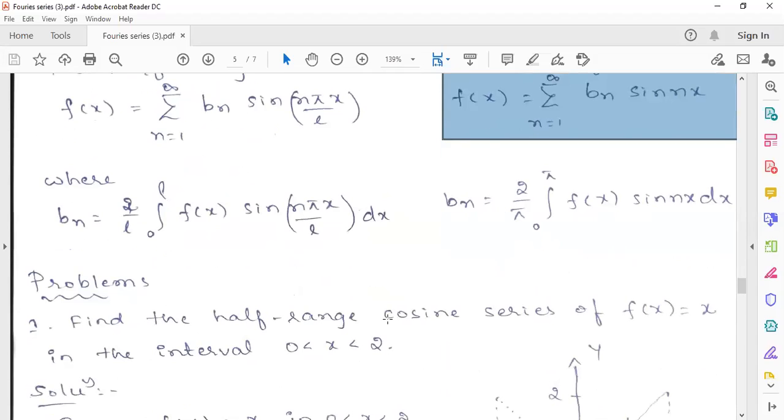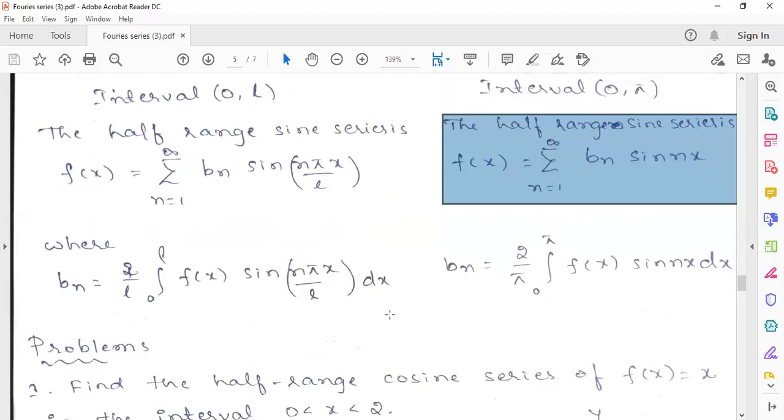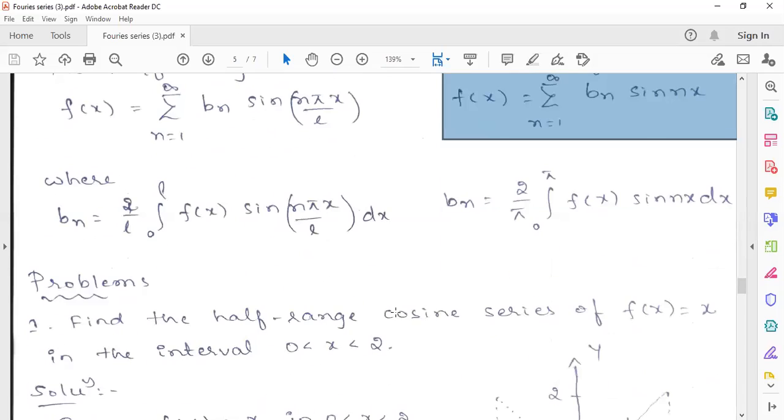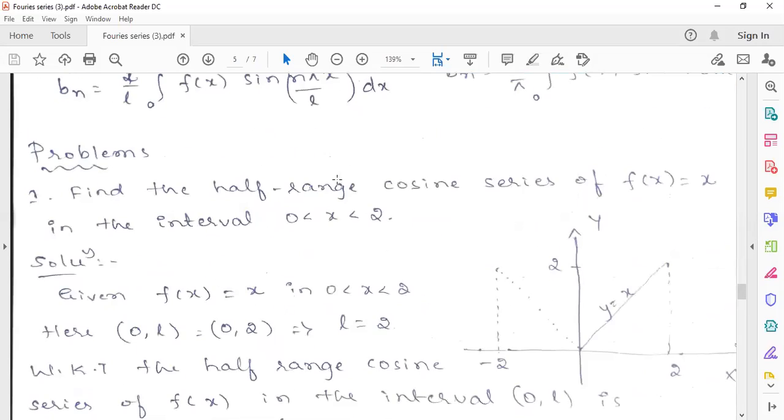Even if you are not drawing the graph of the curve with its mirror image, that is also fine. You just have to remember these things. Sine series means only bn should be non-zero. Cosine series means a0 and an should be non-zero, and bn will be 0. Next I will move on to a problem.